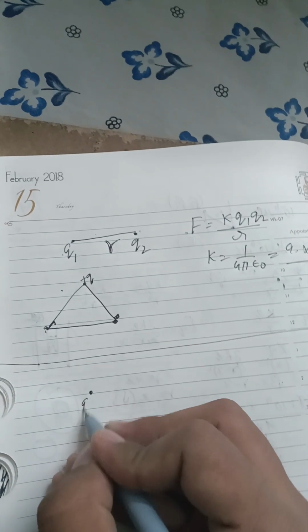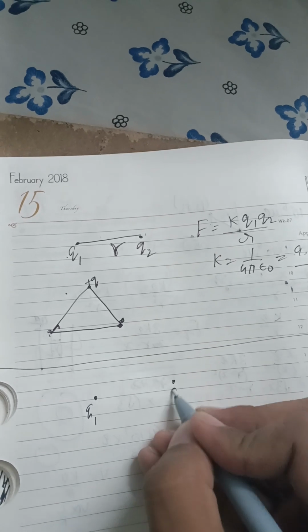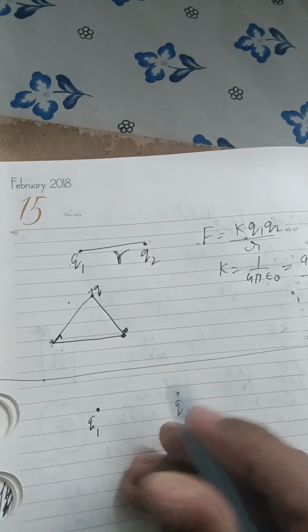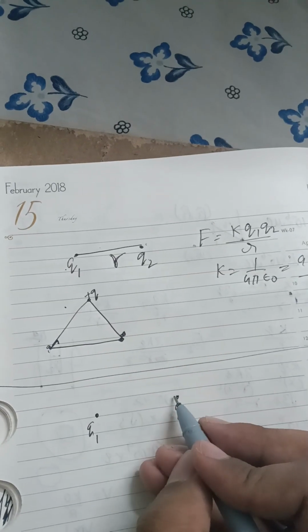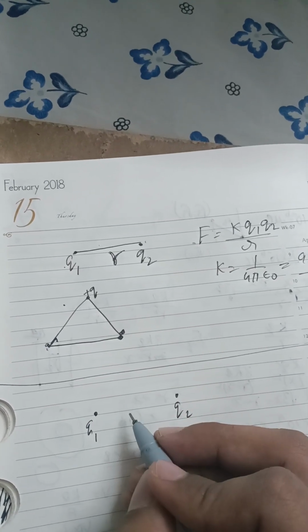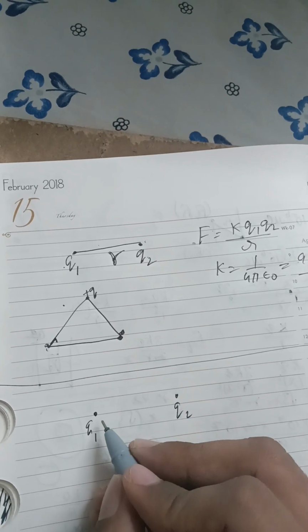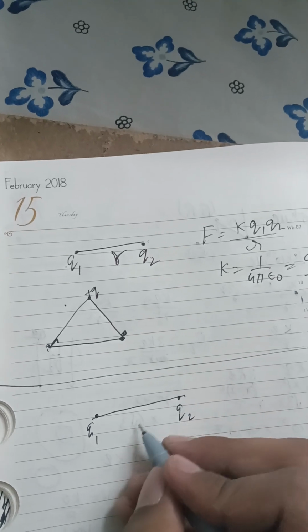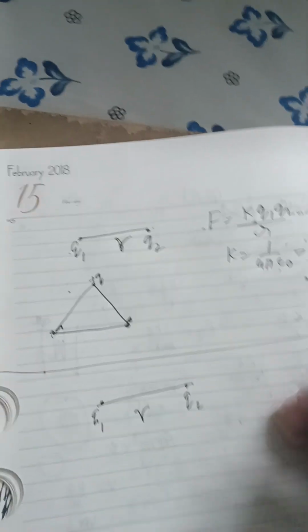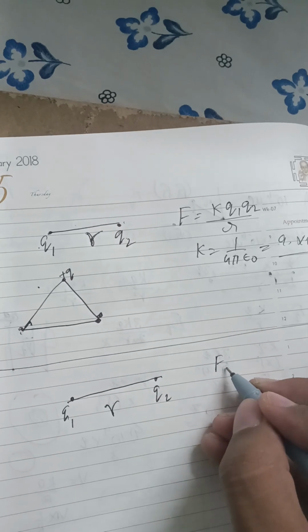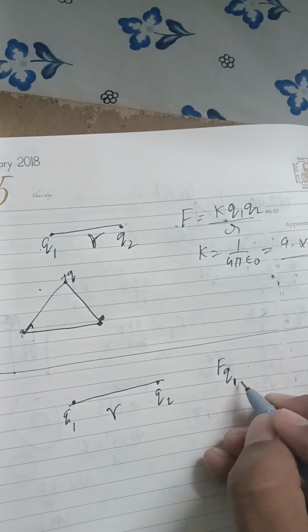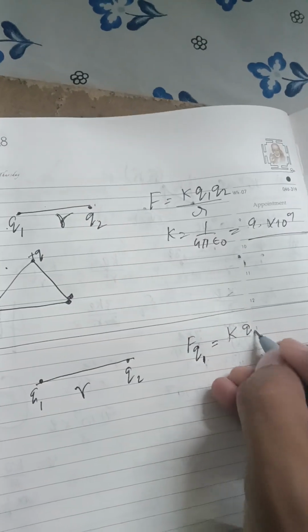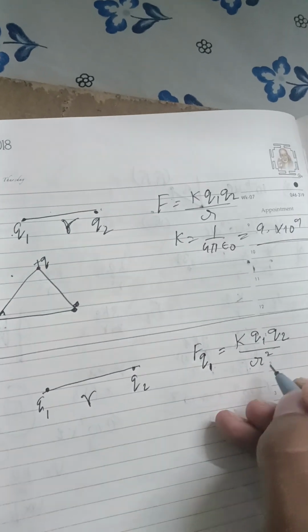So suppose there's a charge q1 here and there's a test charge q2 here. Assume that q2 is relatively much smaller than q1, so that q2 can't apply force on q1, but q1 can apply force on q2. So it will apply force in a single straight line, which is important, at a distance r. The force applied by q1 on q2 will be written as k q1 q2 by r square.